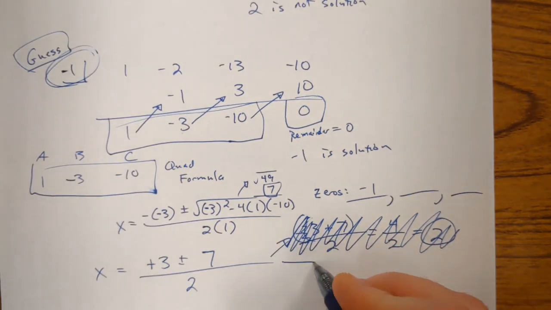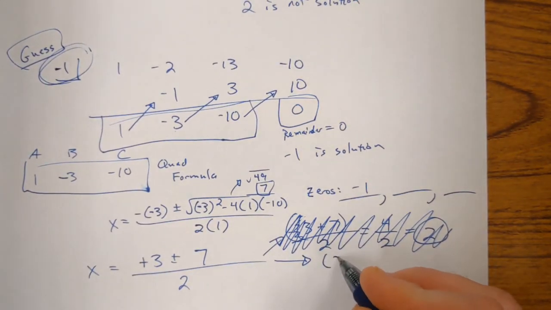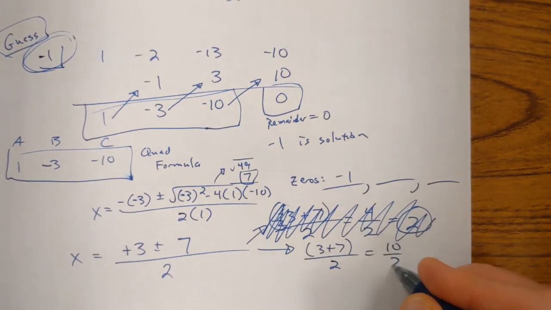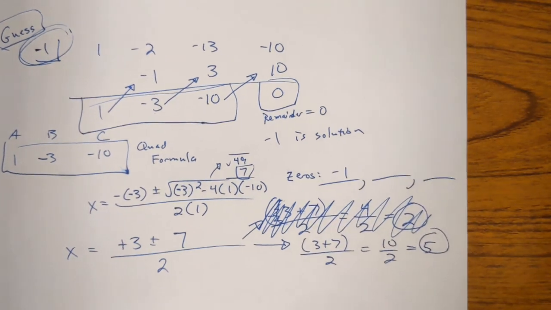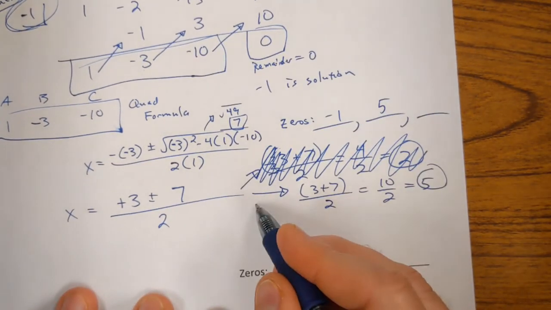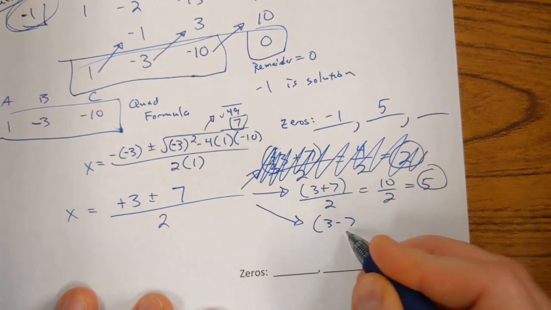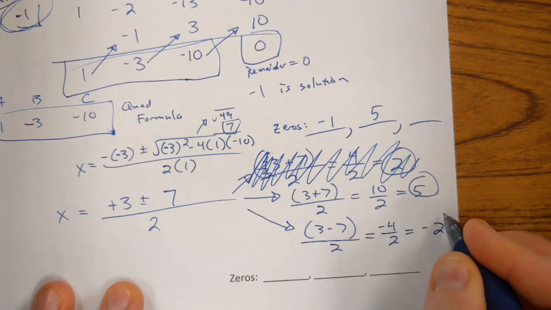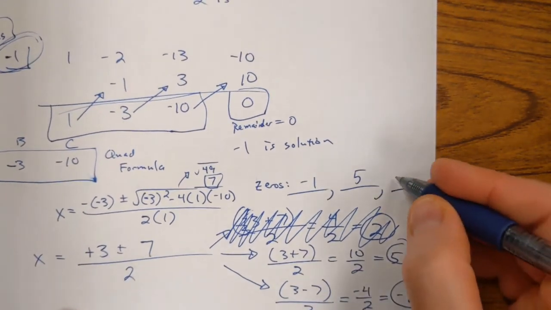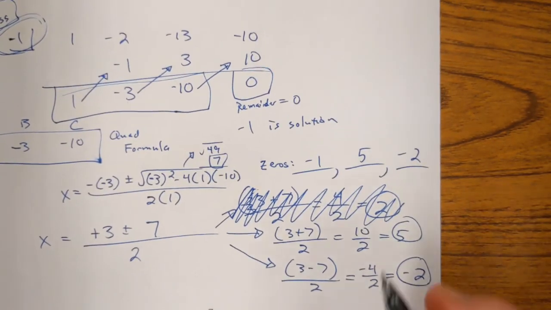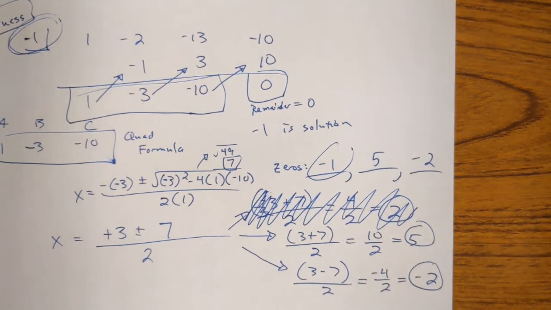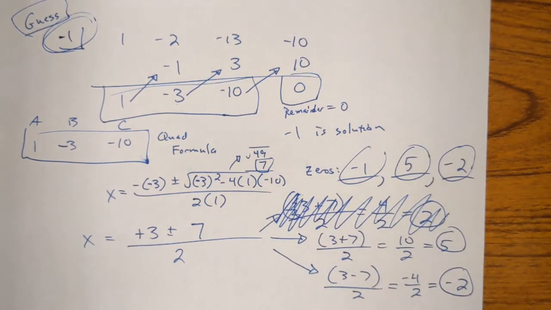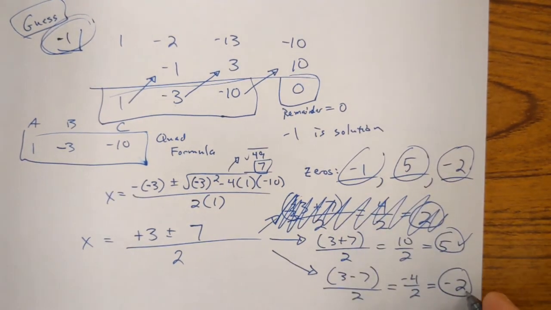So let's try this again. So my first answer is going to be 3 plus 7 divided by 2. And that comes out to 5. And then my last answer is 3 minus 7 divided by 2. That comes out to negative 2. So listen, here are my answers. The negative 1, I found that by guessing and checking. The 5 and the negative 2, I found those from the quadratic formula here and here.